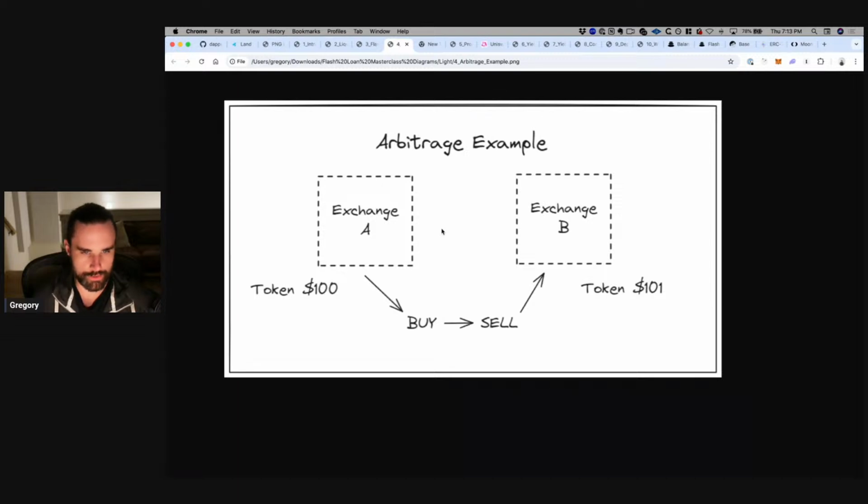And then there are other use cases like collateral swaps. Obviously, there are some things that are illegal, like exploiting a DeFi application. That's not good. Or things like sandwiching, things like that. You don't want to do that.